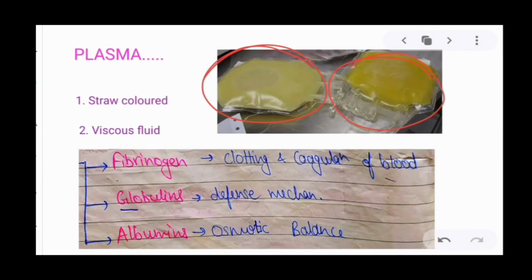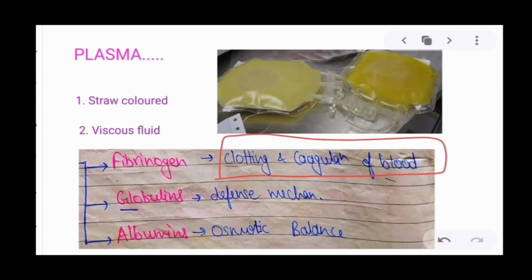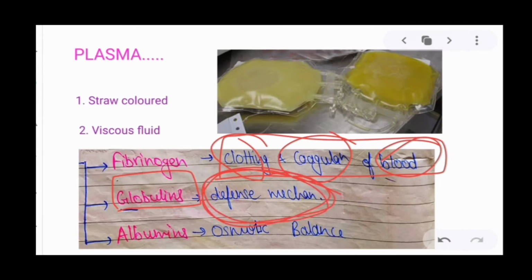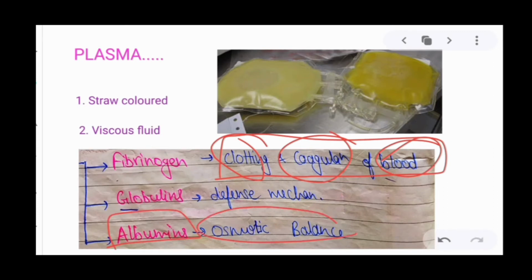Coming here, the plasma proteins are of three types: the fibrinogen, the globulins, and the albumins. The main functions that we have to remember are that the fibrinogen controls the clotting and coagulation of blood, the globulins have the function of the defense mechanism, and the albumins maintain the osmotic balance of the cells. So these are the main three functions of the three types of plasma proteins.